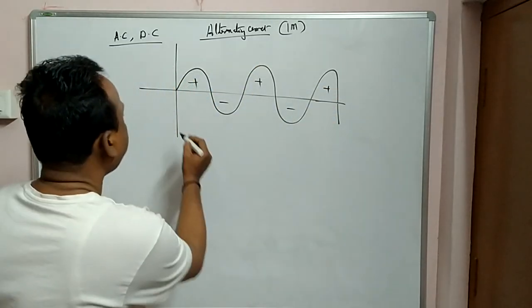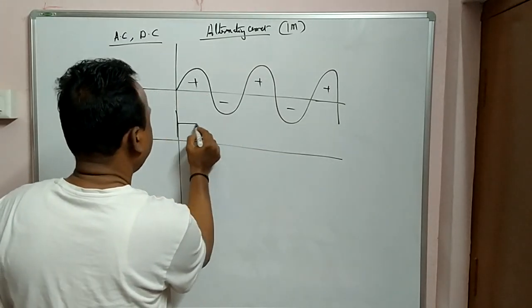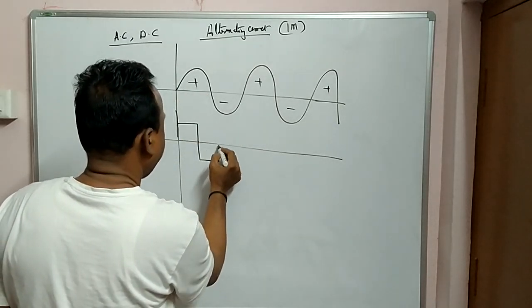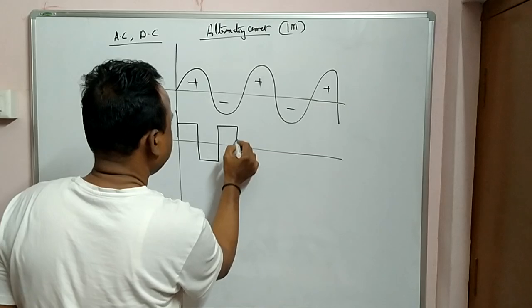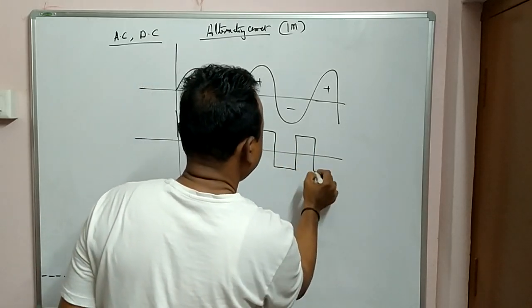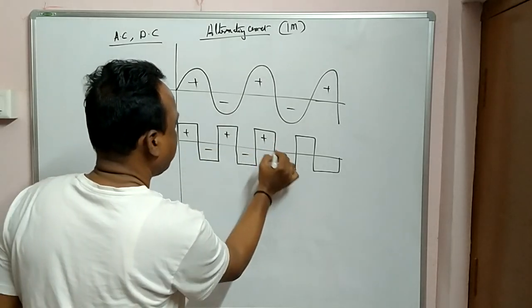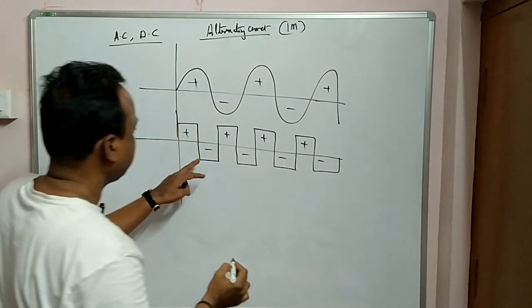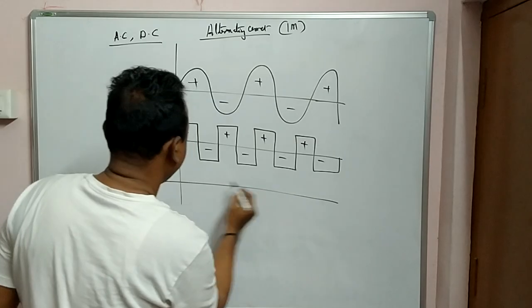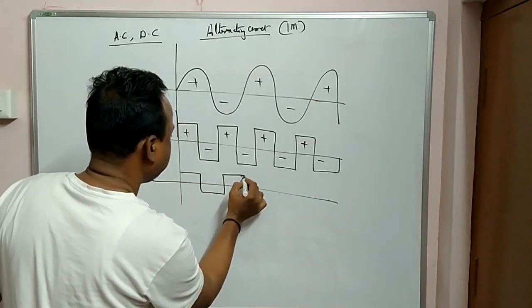So this may be any form. It may be square, rectangle. It may be any form, you can see. This is a square type: plus, minus, plus, minus, plus, minus. It can be in the form of a rectangle also.